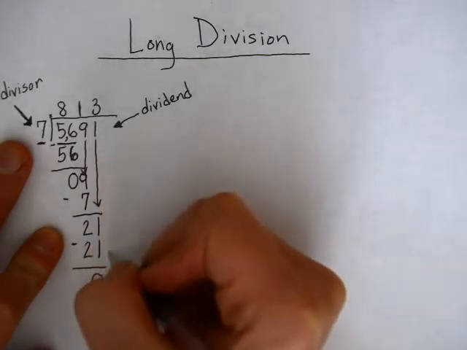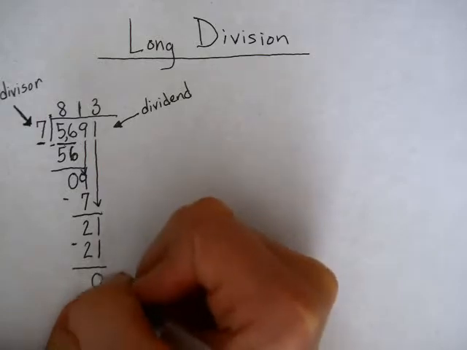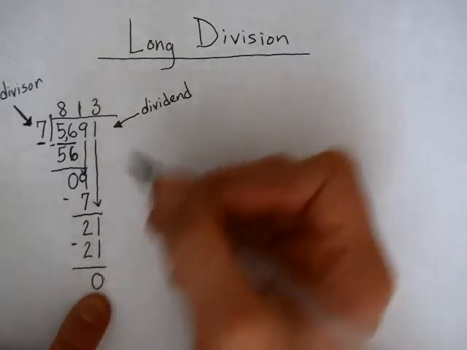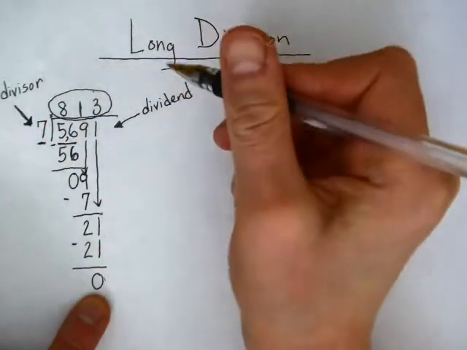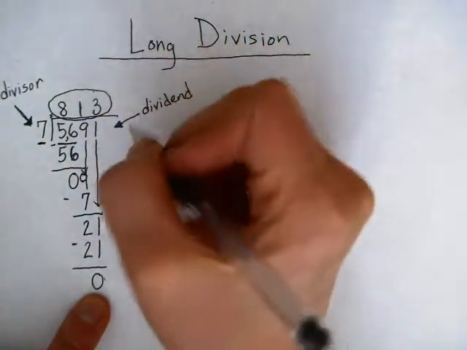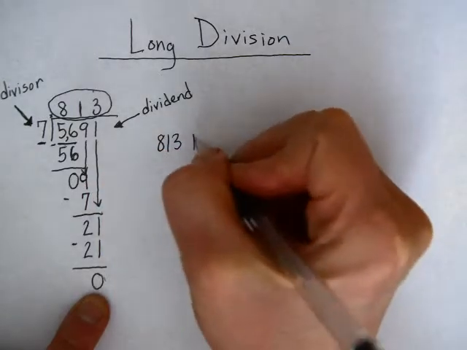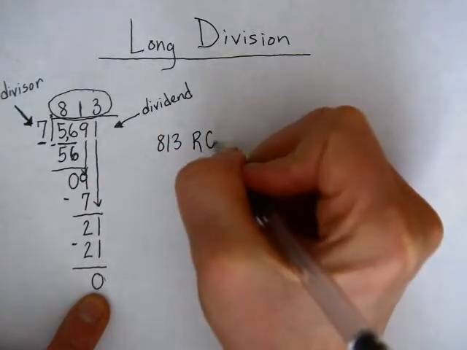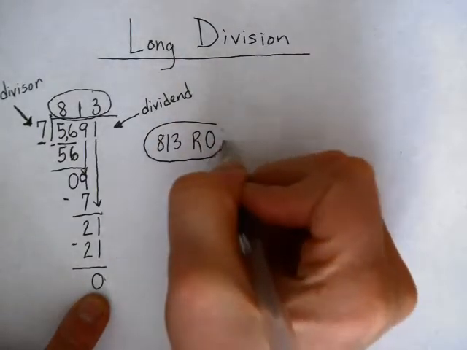There are no more numbers to bring down. This is how many is left over from that whole problem. There are 0 left over. So the answer is 813. And if you're working with remainders, you might write 813 R for remainder and 0. Usually you don't have to write R0, but if you want to know how the remainders work, then that's how.